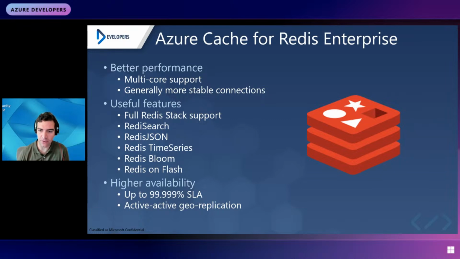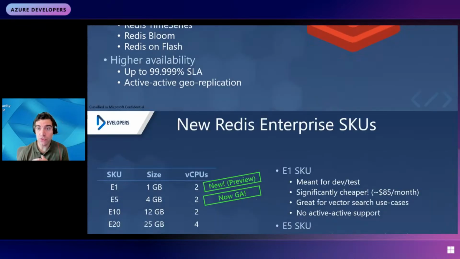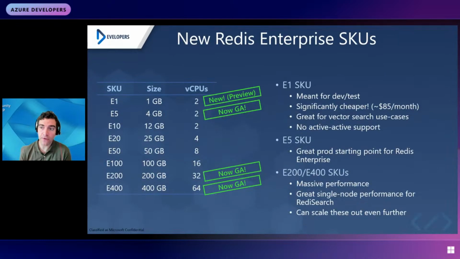And today, the first thing I want to talk about are just new SKUs. And so what we've heard from you all is, hey, these features are awesome. We really want to use this, but there's two problems. One is it's kind of expensive, because formerly the cheapest SKU was E10. And that was like $1,000 a month. And so people are saying, hey, this is great. I'll use it for production, but this is really expensive, especially for dev test scenarios.